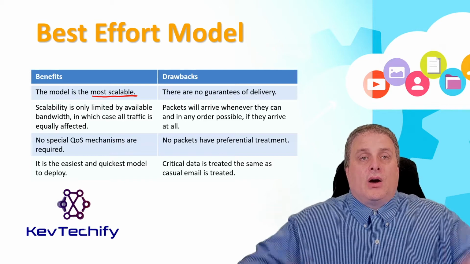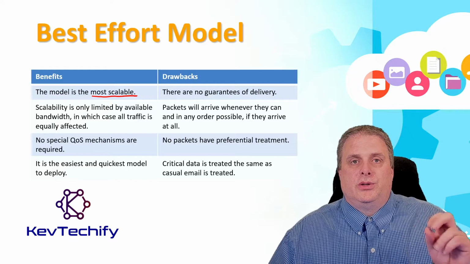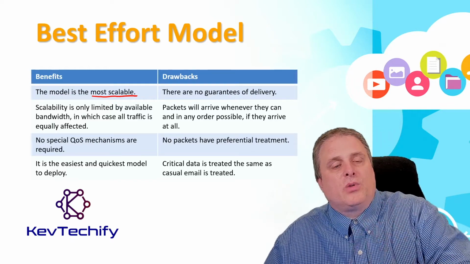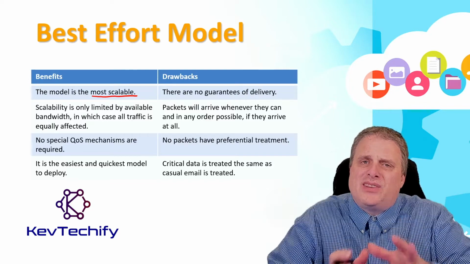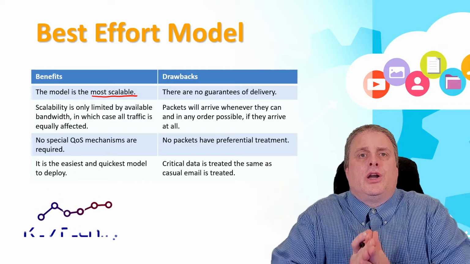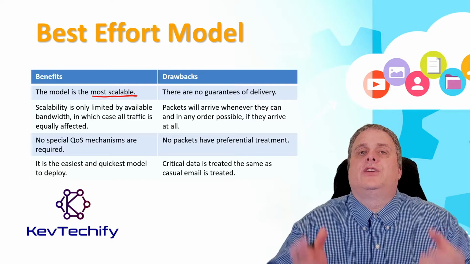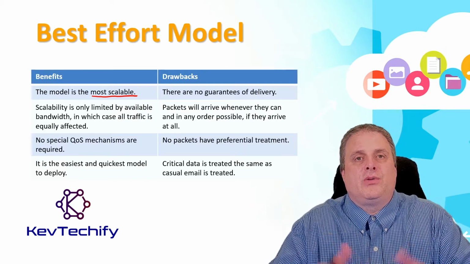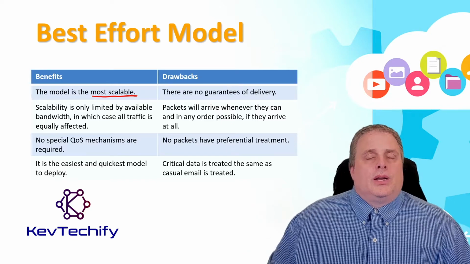Now, it's also a benefit here that there's no special mechanisms that are required. You don't have to go around and set up anything on the clients, on your networking devices, and it's the easiest and quickest model to deploy because basically you're not really setting up quality of service. You're doing normal configuration on your devices, you're not doing any QoS, and you're just letting the device handle it with a standard clear configuration where if it gets full, it's just going to slow everything down and get the data through. Now, there are drawbacks.